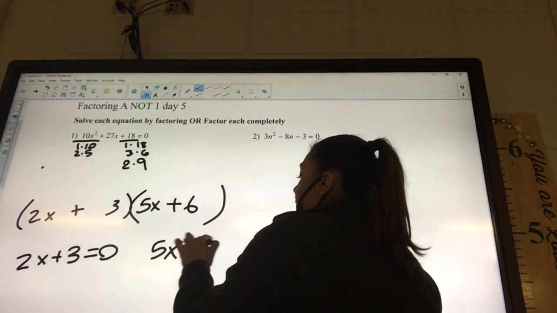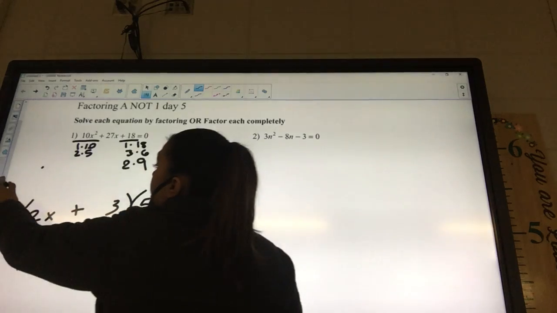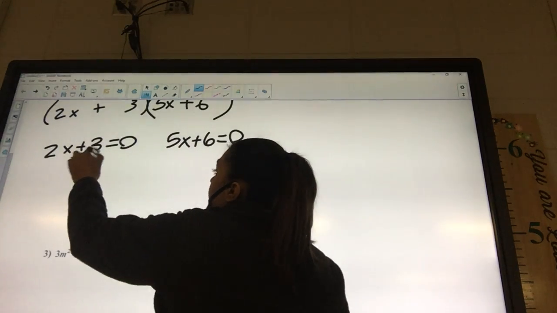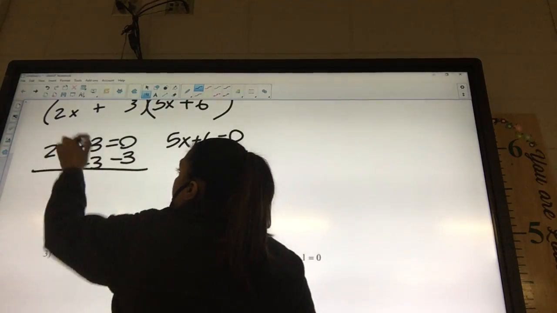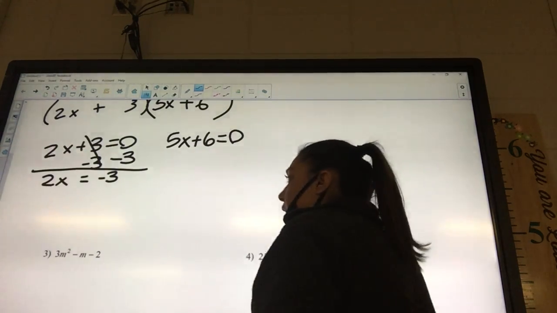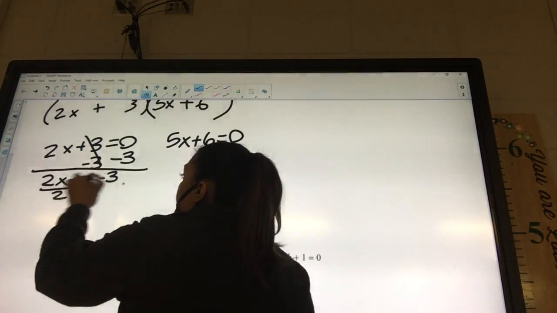5x plus 6 equals 0. Subtract 3 from both sides. 2x equals negative 3. Divide by 2.